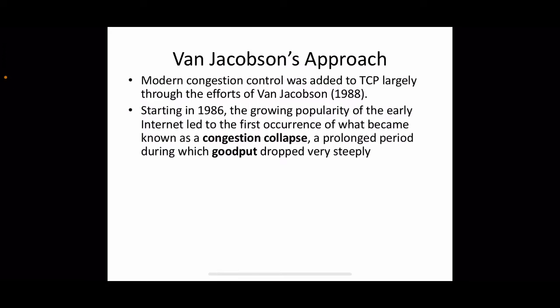Actually in 1986, as you know, the internet became more and more popular, and that thing happened that is called congestion collapse, which is a prolonged period during which goodput dropped very steeply. Goodput, in the sense, we know that communication involves both transmissions and retransmissions, right? Due to some errors or packet loss, there can be a lot of retransmissions also. The same data may have to be transmitted again and again.